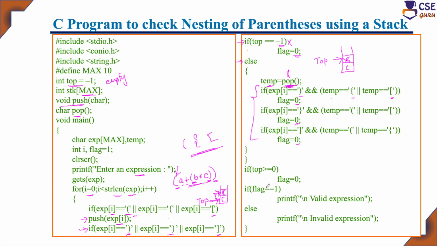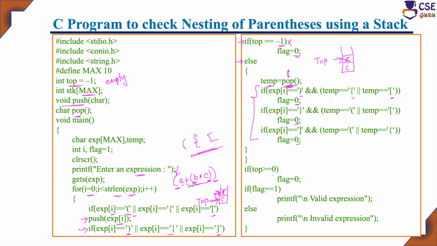Okay, and then if top is greater than or equal to 0. What is the meaning of top being greater than or equal to 0? Here an open parenthesis is there. There is no corresponding closed parenthesis. You forgot to enter the closed parenthesis. That is the meaning. That time top content will be there. Okay, that time top content will be there.